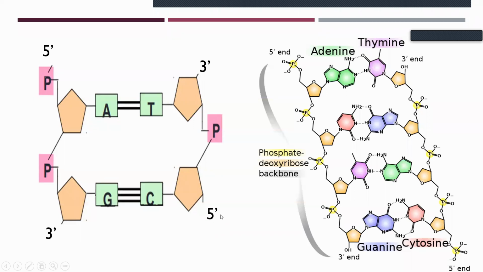Meaning we are trying to recognize which side is where, okay? We are trying to understand that. That's why we have given the names 5 end and 3 end. Same thing you can see in this picture also. This is the 5 end, this is the 3 end, and on the opposite side, this is the 3 end, this is the 5 end.